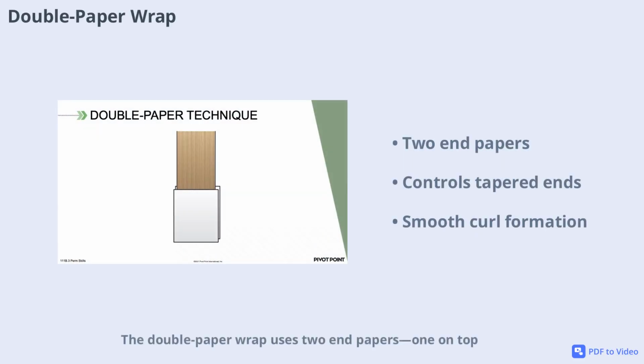The double paper wrap uses two end papers, one on top and one on the bottom of the hair section. This technique allows for maximum control of tapered ends and is ideal for ensuring a smooth, even curl formation.